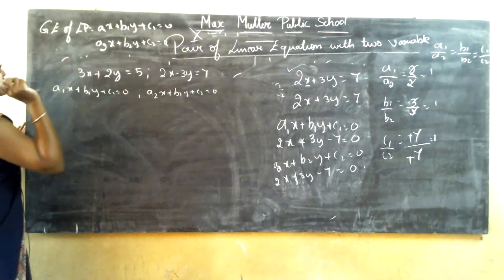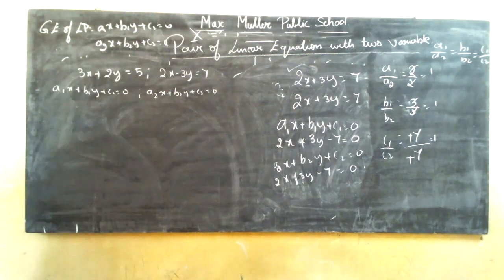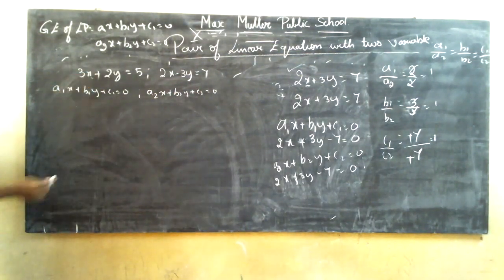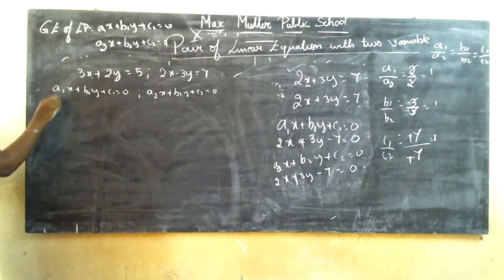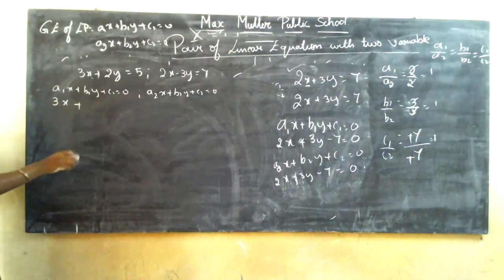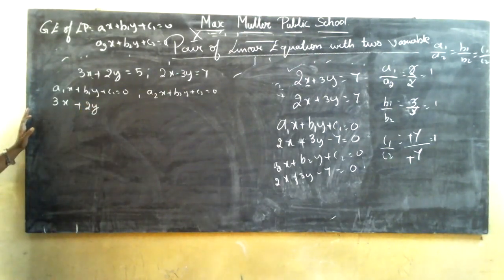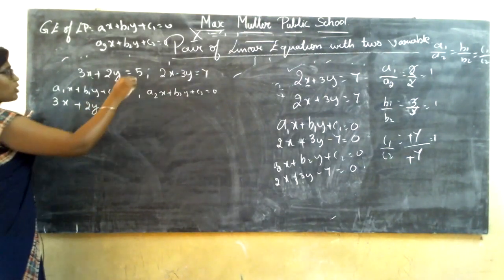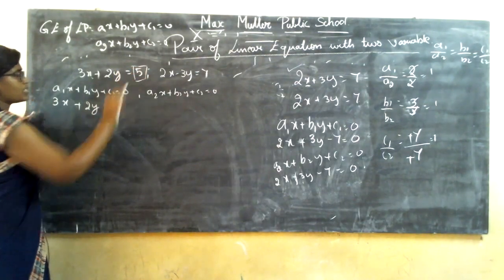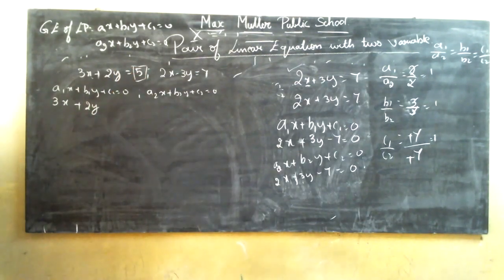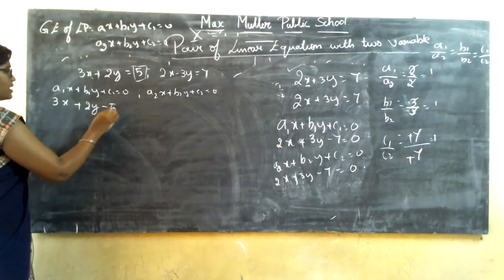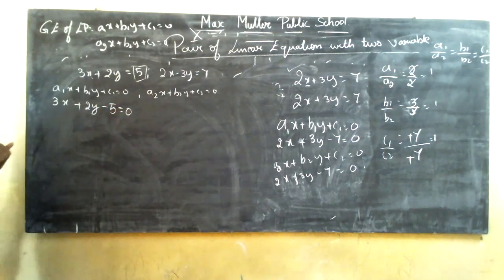Now let me take the first line and second line. Let me choose this as the first line. Whatever the number with the x term is, let me write it under a1, and the y term will be written in place of b1. And the constant, see here, the constant is on the right hand side. Whatever you have on the right hand side, if you bring it to the left hand side, you will get it with a negative sign. So it is minus 5.